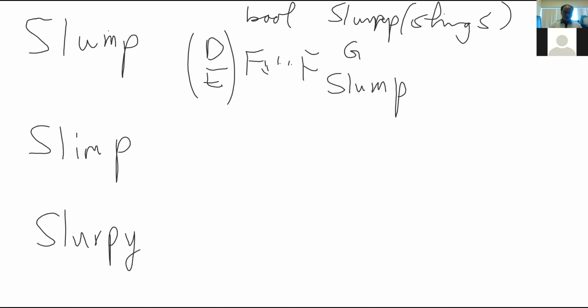Okay, so of course if it's a single G, you can just check it quickly. But if it's not a single G, then you basically have to strip out the first D or E, all the F's, and then recursively call slump and ask if it is true. If it becomes true, then yes, you found it. Otherwise, it's not, because rule number 4 says nothing else is a slump.